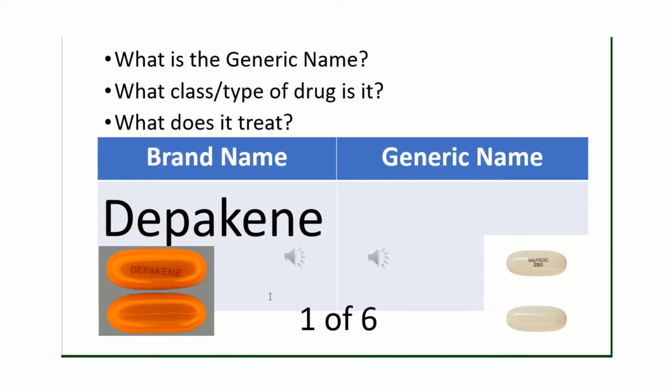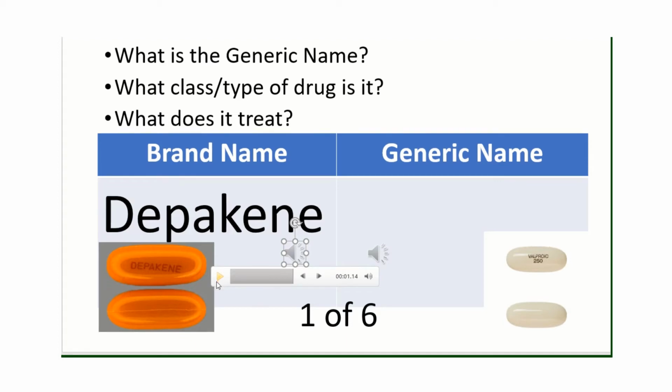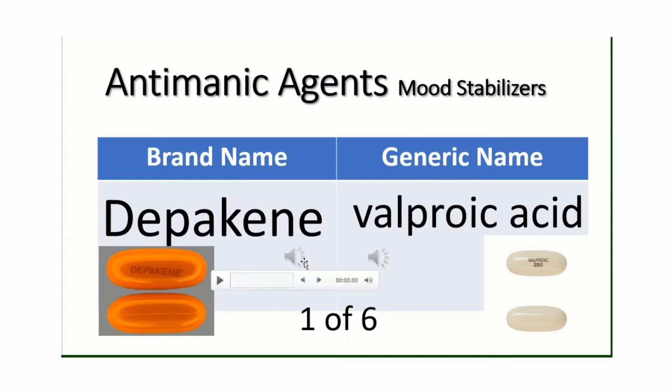What is the generic name for Depakene? What type of drug is Depakene? What does Depakene treat? The generic name for Depakene is valproic acid. Valproic acid and Depakene are anti-manic agents. They are mood stabilizers.